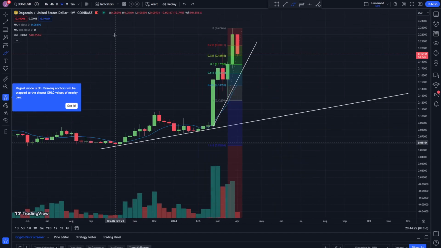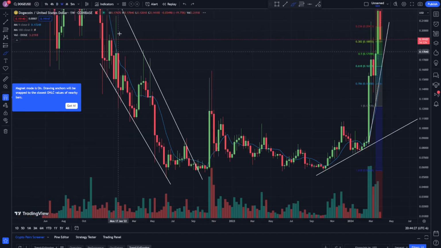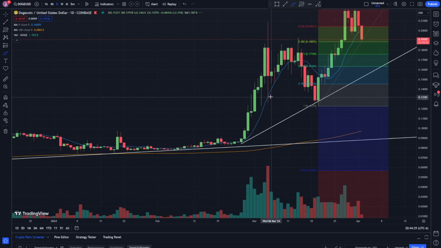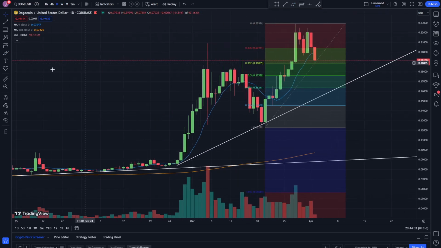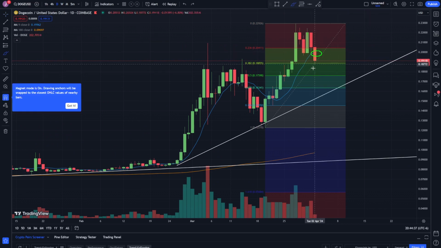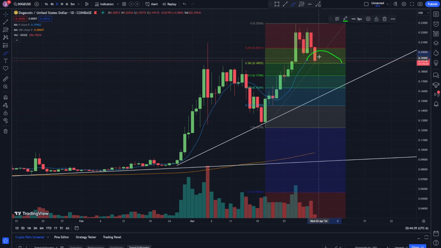Let's go back to where I had it though, because I'm mainly looking at the daily time frame right now. We just broke that 9 moving average. Let's see how long we're going to stay above it or below it. But once we break back above this 9 moving average, that'll be a bullish signal as well.